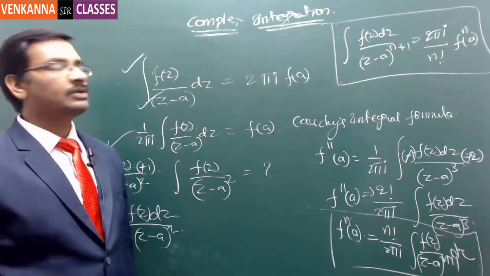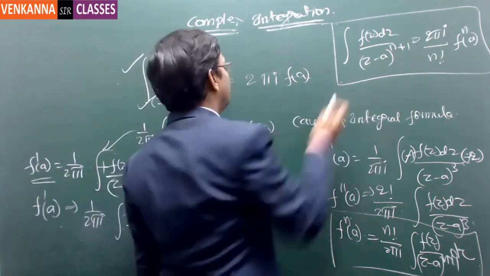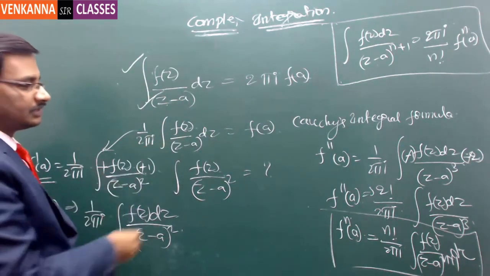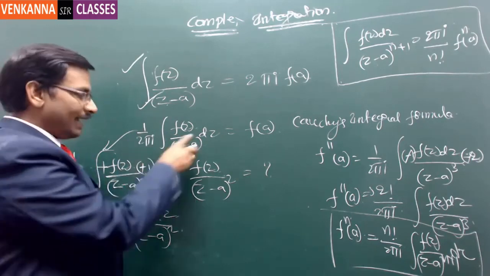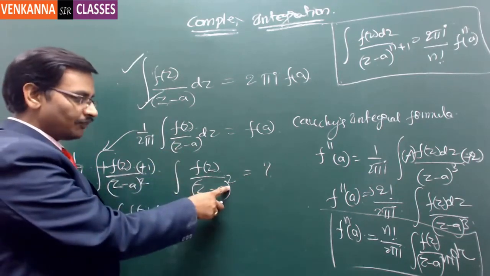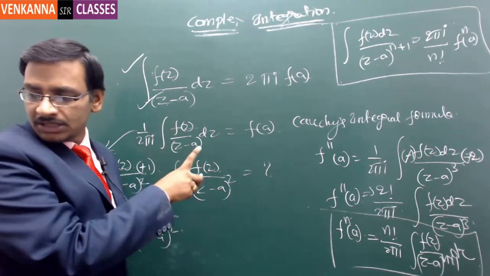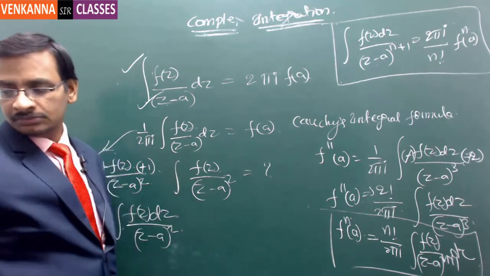What is the confusion in the sign? Here, taking the derivative of z minus a, I think you might have got confused. The derivative of 1 by z minus a with respect to a is minus 1 by z minus a whole square into the derivative of minus a, which is minus 1. So minus minus will become plus. Here now, Nizu.